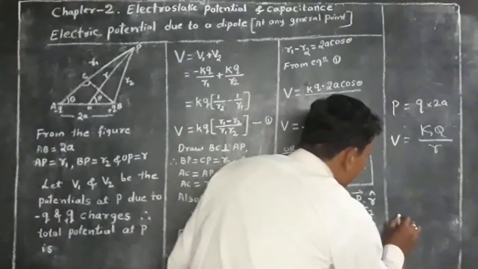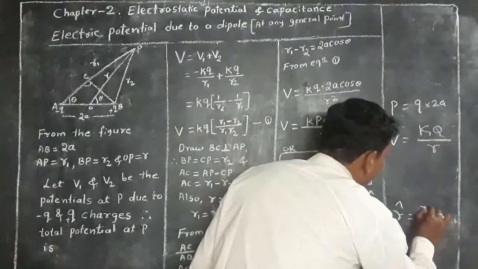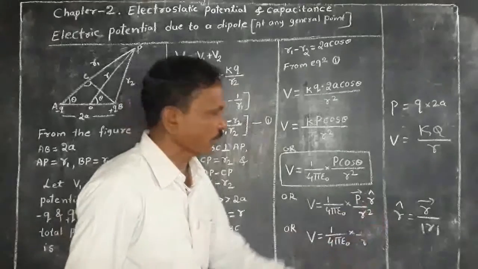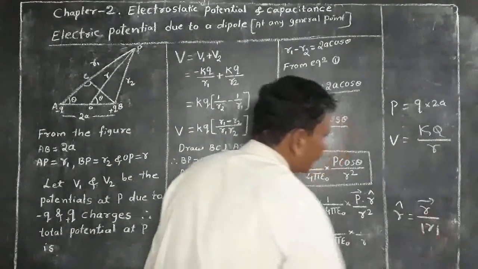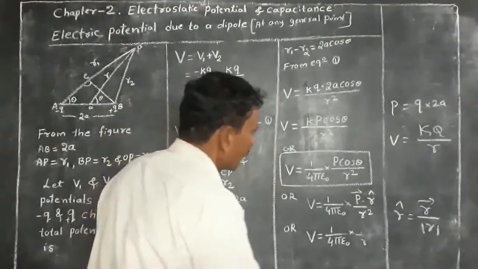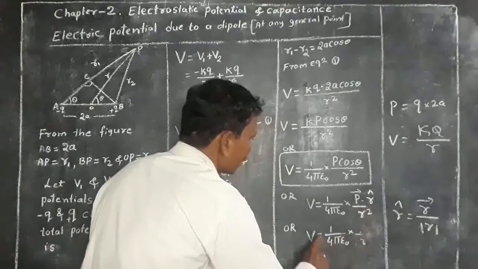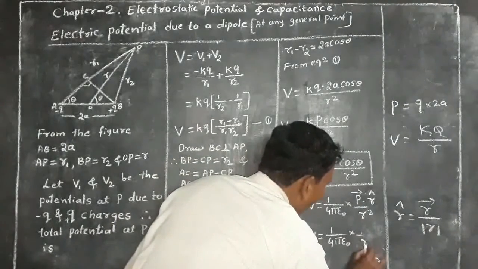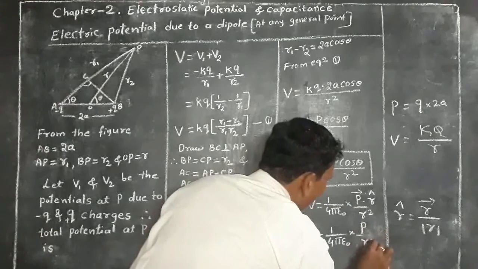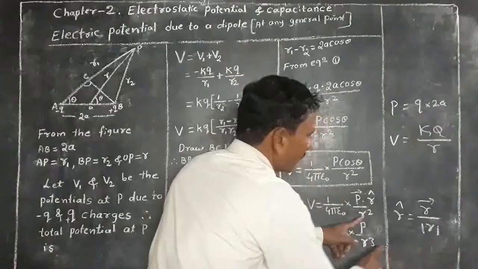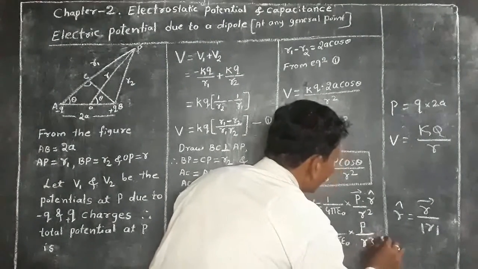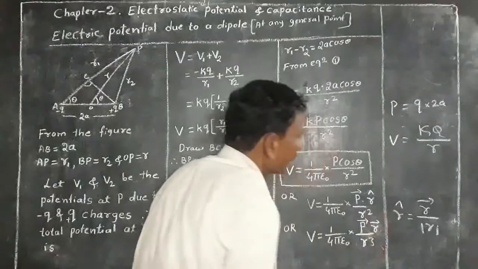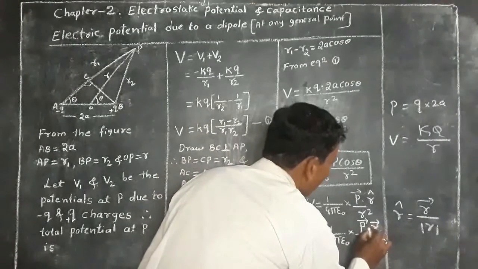And also we know that R cap is equal to vector R upon magnitude of vector R. We have studied magnitude of a vector in PUC first year, that is vector R upon magnitude of vector R. Therefore, this can also be written as phi equal to 1 upon 4 pi epsilon naught into P upon R cube. This R square into magnitude of R is equal to R cube, into R vector. Therefore, this dipole moment P and R are vectors.